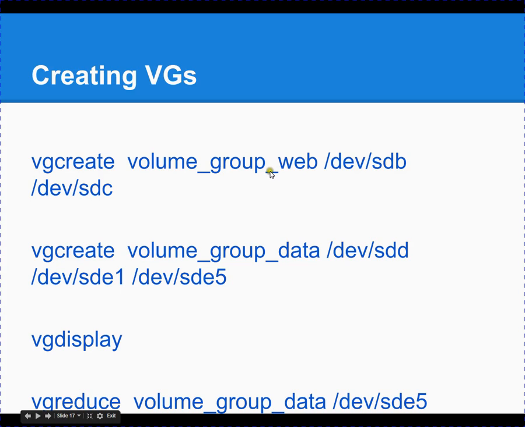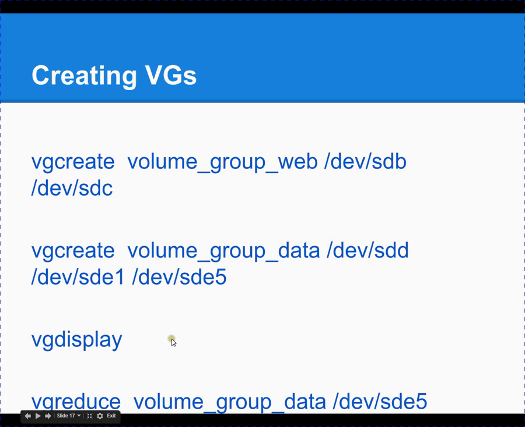We could call it anything. And then you basically list the disks that are involved in that volume group. So in the web volume group, we have 2 disks involved, sdb and sdc. And we're going to do that for all of them. And then if we want to check and see what we have, we'll do a vgdisplay.